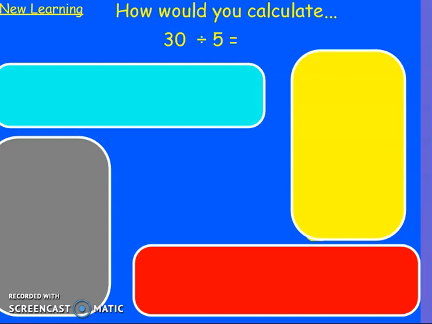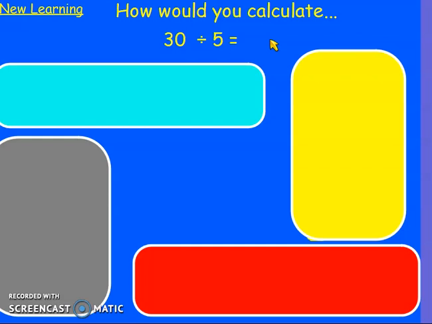Carrying on from yesterday's learning, we're going to be dividing by 5 again today, looking at different problems. Could you write this calculation in your maths book? 30 divided by 5 equals. Just pause there and have a think. How would you work that out?